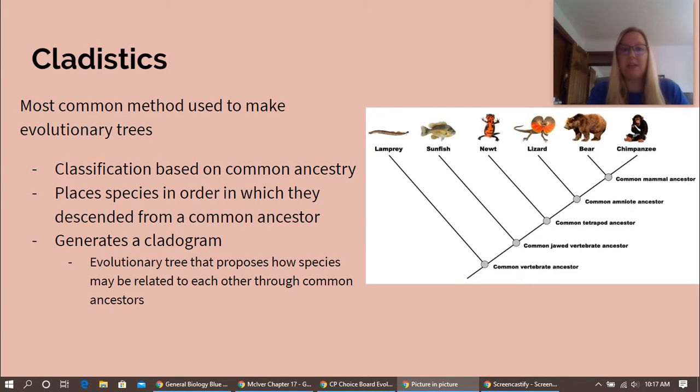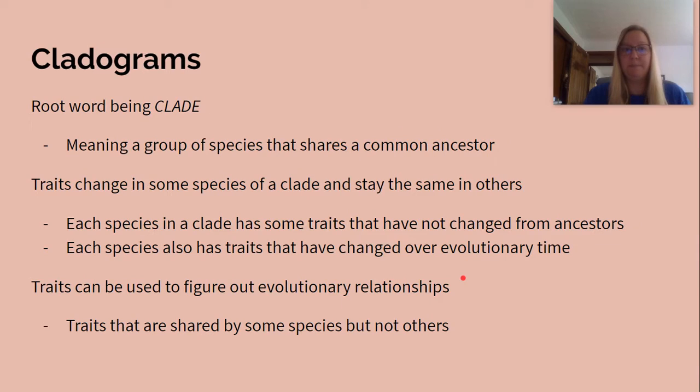Classification is based on ancestral lineage. They place a species in order in which they would have descended from a common ancestor, the common ancestor being the very bottom of the cladogram, working all the way up to the newest or most evolved. This generates a cladogram. It's an evolutionary tree that proposes how species may be related to each other through common ancestors. There's a lot of anatomy to a cladogram, which we're going to talk about in just a minute.